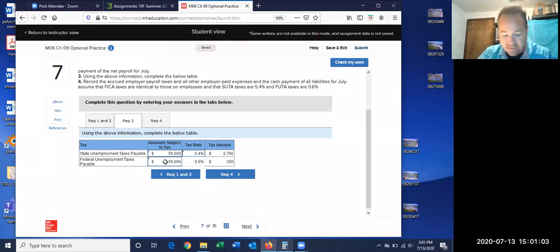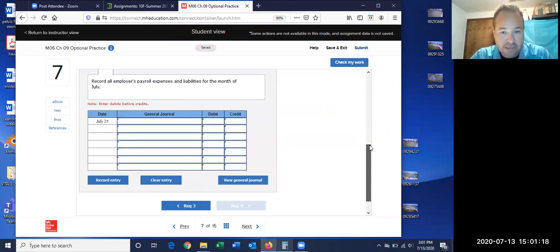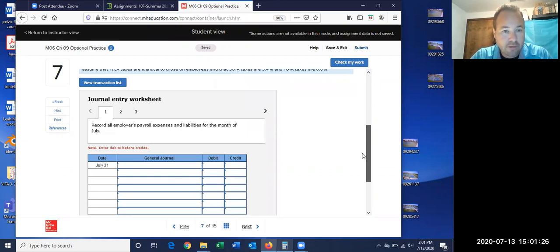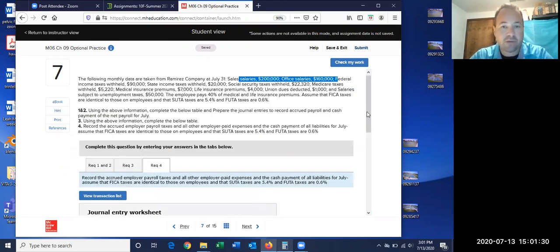So I'm going to write down these numbers. I'm not sure if they're going to give it to us. So our SUTA amount, I'm going to need to remember, is 2,700. And our FUTA amount is 300. And then I'm going to go back up here and see, remember we had what the employer pays is the Social Security and the Medicare.